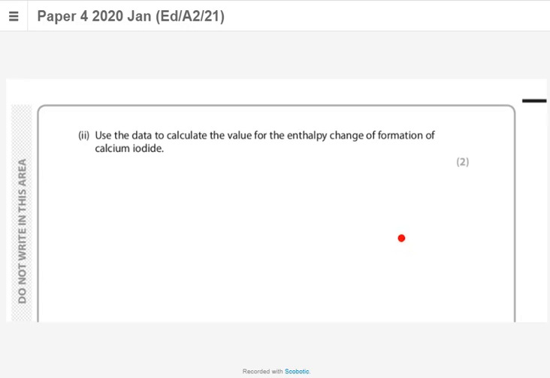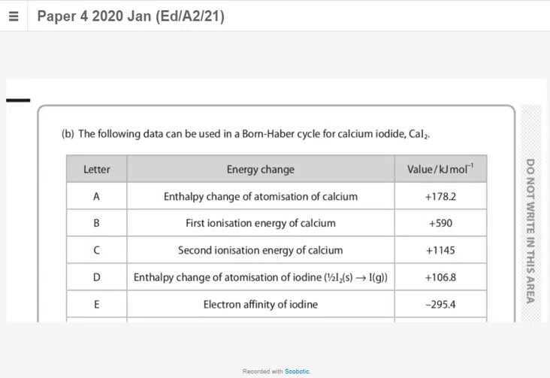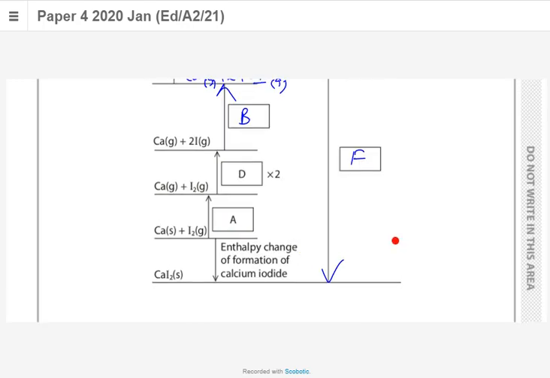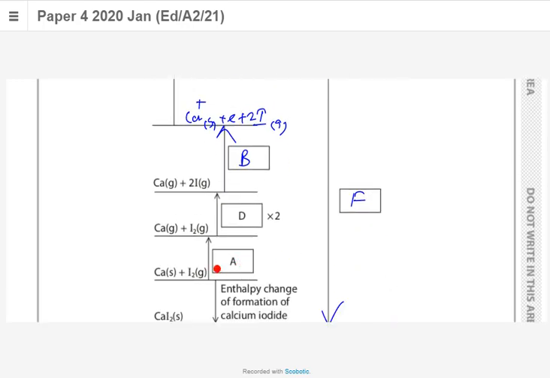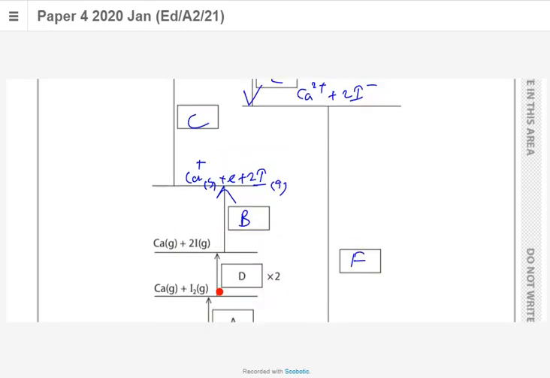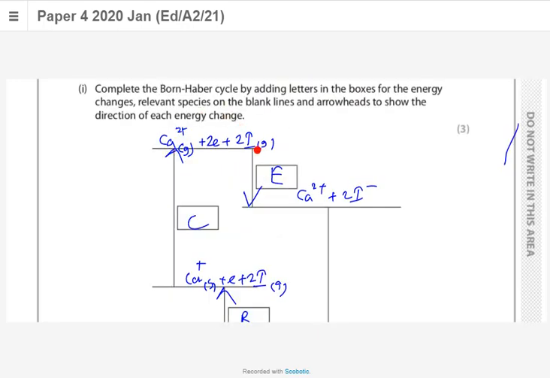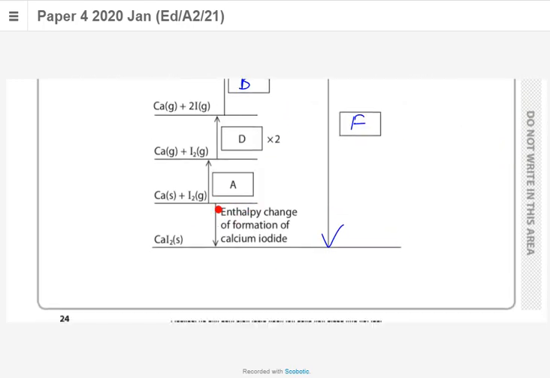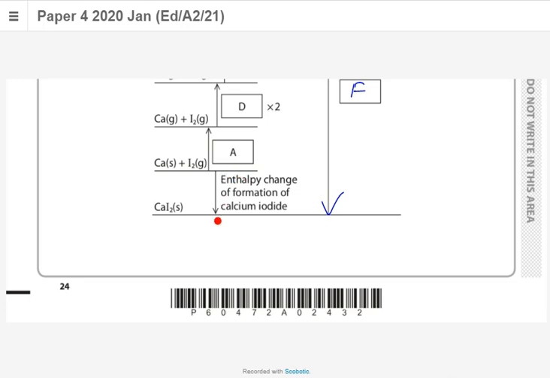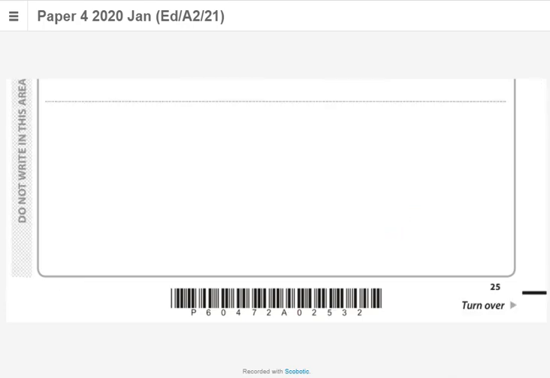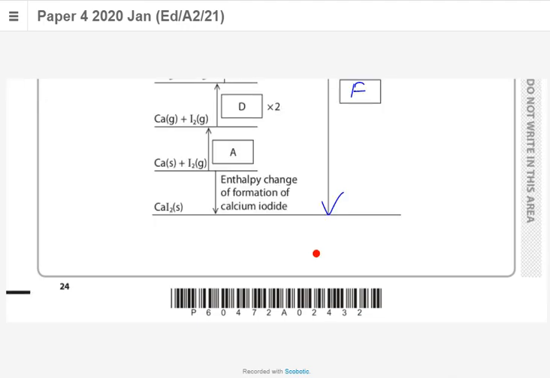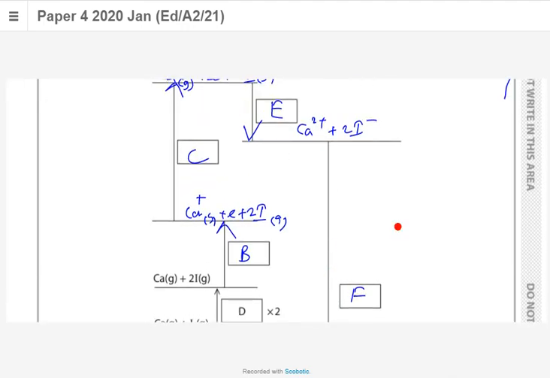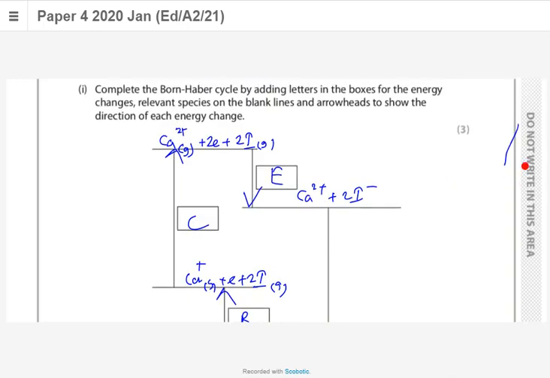Usually you have to calculate the value for enthalpy change of formation of calcium iodide. What you need to do is add all these arrows. See, all these arrows are facing the same direction, head to tail, head to tail. So add all these values and make it equal to the formation, right? So simply add everything. And here, don't forget, you have to multiply this by 2.